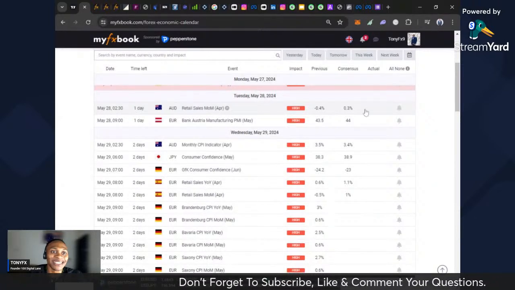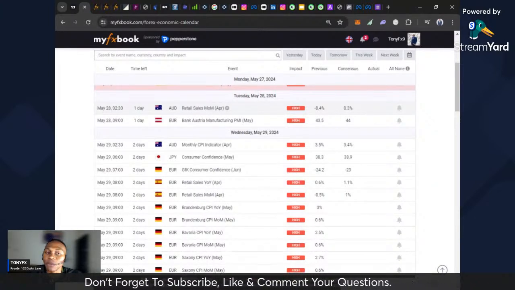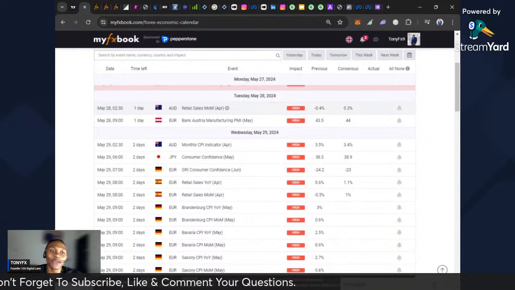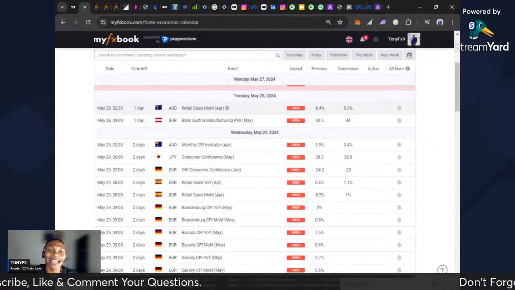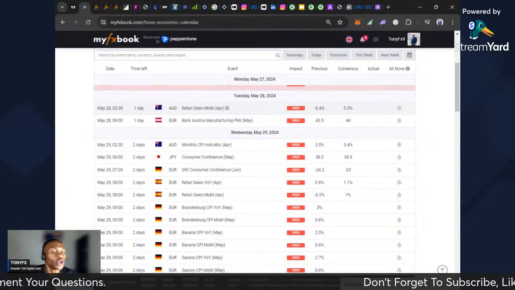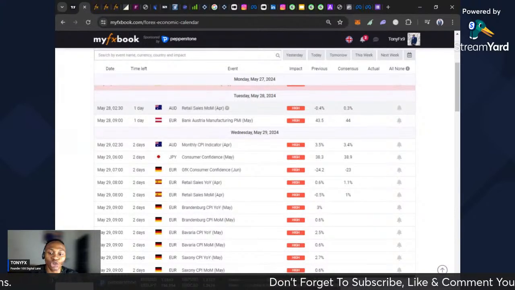You have to be disciplined with this stuff. You have to be very disciplined, to be honest with you. Whenever a fundamental news comes out and a currency turns out negative, don't be in a rush to buy that currency.